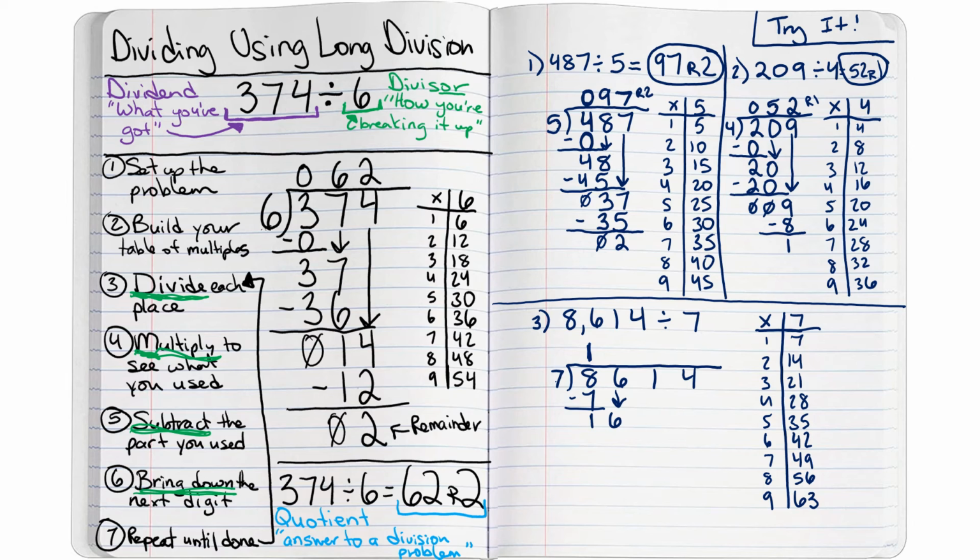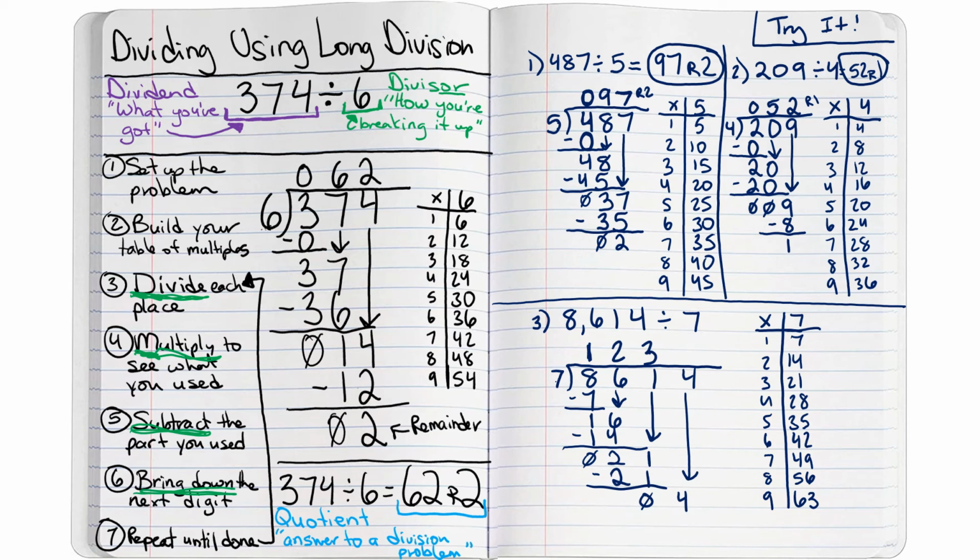Now I'm working with 16. 16 divided by 7 is enough to make 2 groups. 2 times 7 is 14. Then subtract, hey, and bring it down. Now I'm working with 21. Ooh, 21 is in my table of multiples, so I can make 3 groups. And I've got 3 times 7 is 21. Nothing left. Bring down my 4.